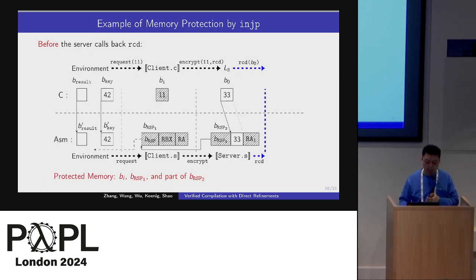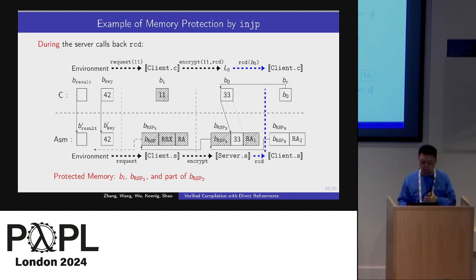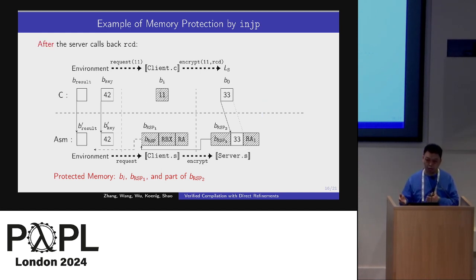Let's take a look at the example. This is a snapshot of the memory with the same execution sequence we saw before, just before the server calls back to the client through the RCD. And you have those shaded areas which are protected, which basically contain, for example, the return address RA and the pointer that links back to the previous stack frame. And during the call, the client cannot modify those private memories. For example, you cannot secretly modify your return address. So when the client returns, it can safely resume the simulation.